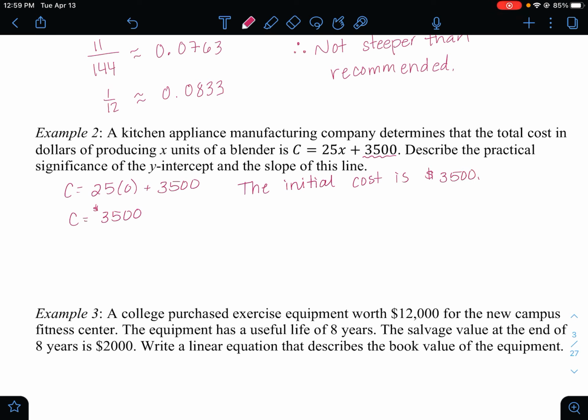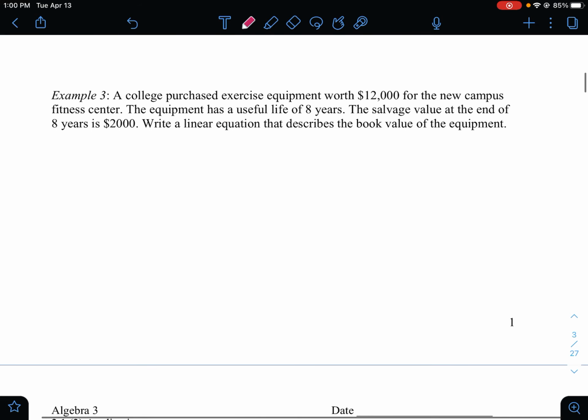Okay, and if it talks about the slope, since it's 25x, that means each unit must cost $25 apiece to produce. All right, moving on to example 3.